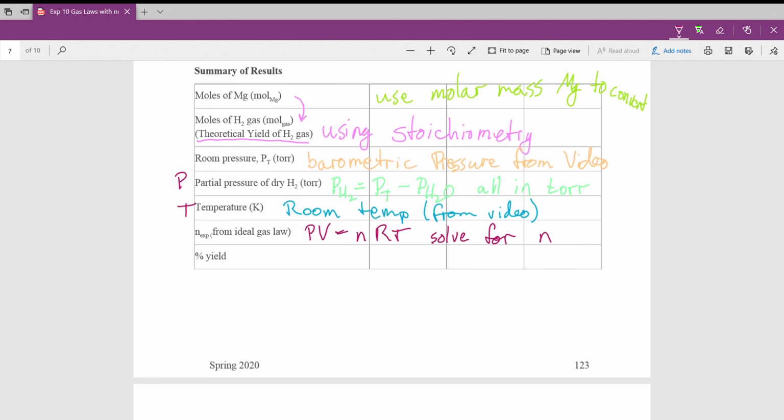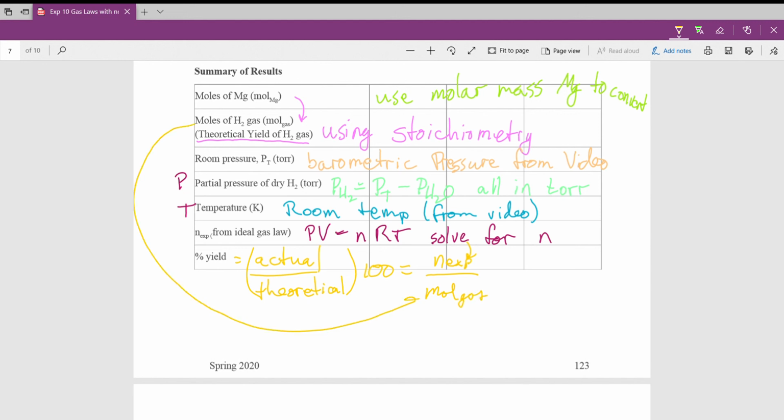And then percent yield. Percent yield, simple enough. Percent yield is equal to actual over theoretical, all times 100. So where do we get actual? Well, that's from an experimental. That's the previous step right there. And theoretical, that's moles of gas right here. And then just multiply by 100.